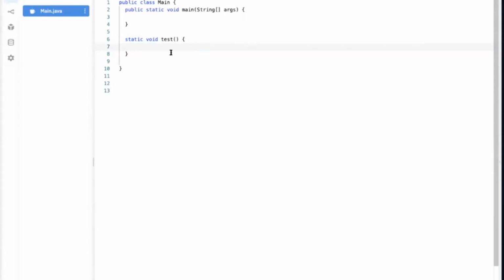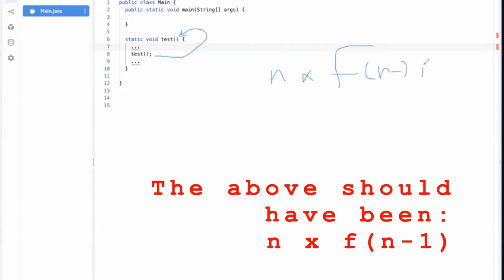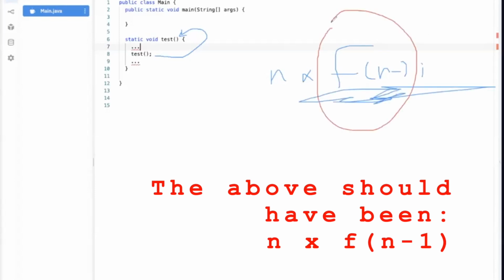If I were to do test, this test itself calls itself. There's going to be another call to itself, and maybe there's something else. Now, this is what we saw earlier, right? What is a recursive call? The recursive call is this calling itself. In the factorial problem where you have n times f of n minus 1, f is the factorial, so the recursive call is actually this portion. That's the recursive call. In this example, the recursive call is the test itself calling it.